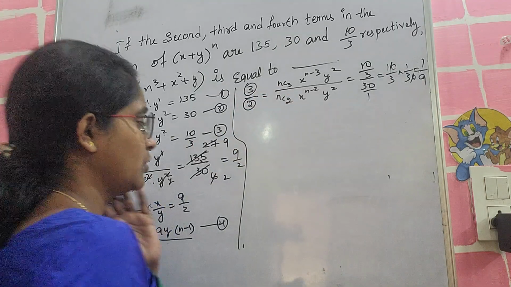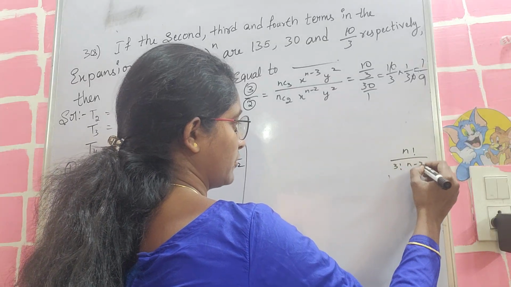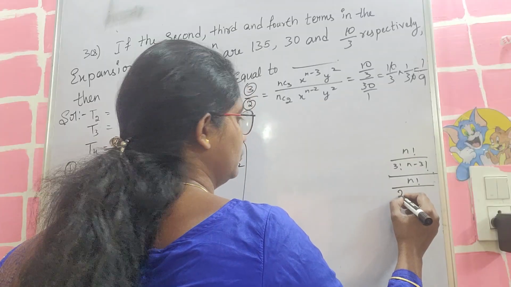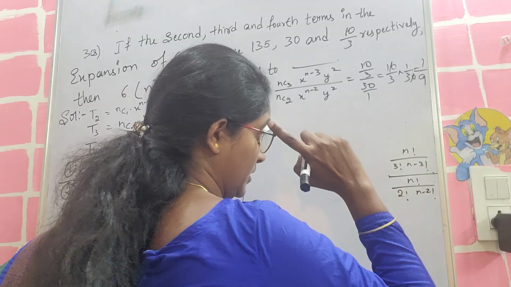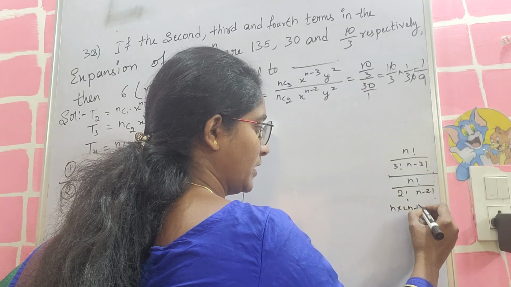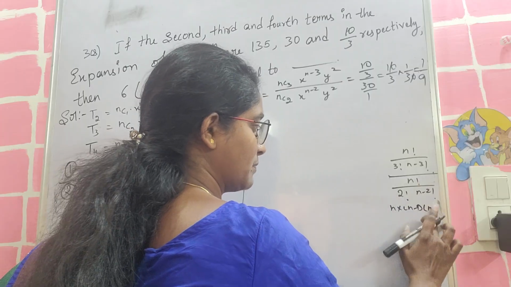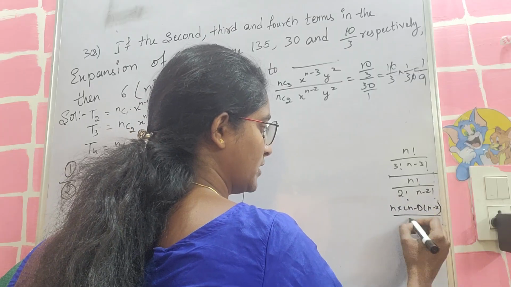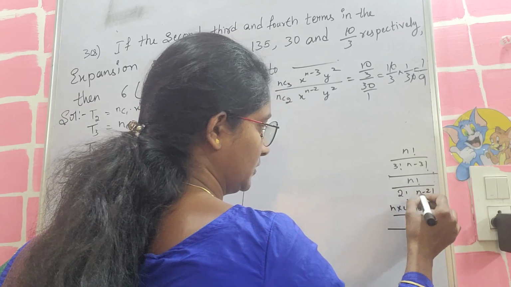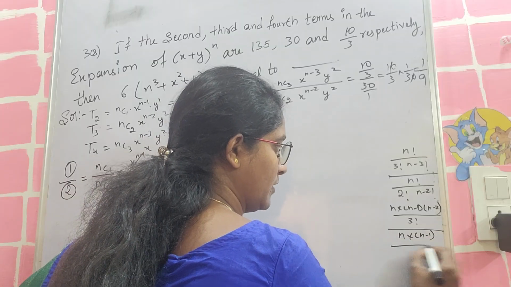Now here I am going to get NC3 by NC2. So n factorial by 3 factorial and n minus 3 factorial, then by n factorial by 2 factorial and n minus 2 factorial. So here if I expand it, n into n minus 1 into n minus 2, right? If I cancel this part, so n minus 2 by 3 factorial, then down, if I cancel it, how much? N into n minus 1 by 2 factorial.